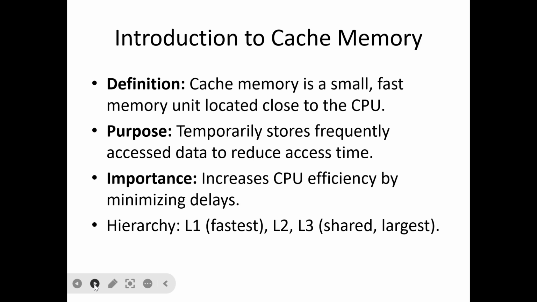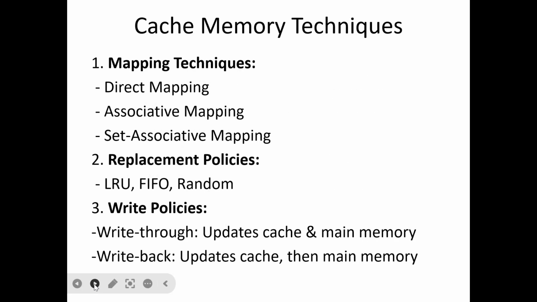Introduction to cache memory. Cache is a small high-speed memory unit located near the CPU. Its purpose is to store frequently accessed data, reducing the time needed to fetch it from the slower main memory. Why does this matter? It boosts CPU efficiency by cutting delays. The cache operates in a hierarchy. L1, which is the fastest but smallest. L2, larger but slower. L3, shared, largest but slowest.